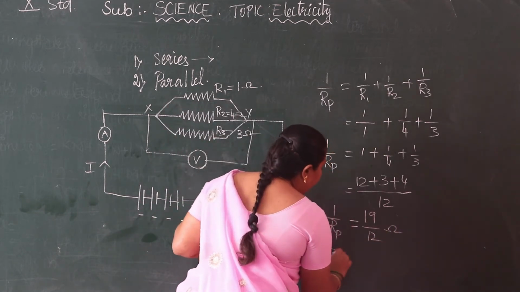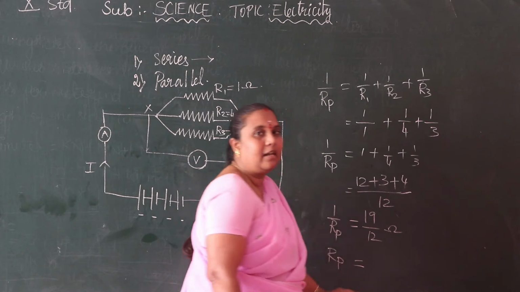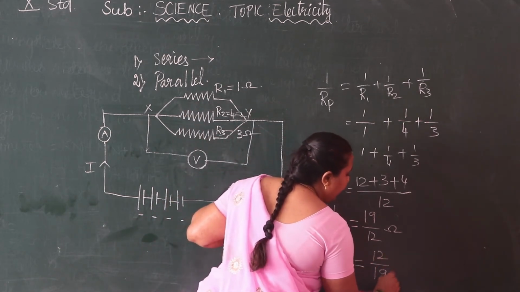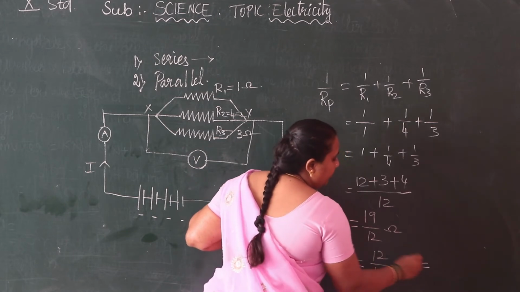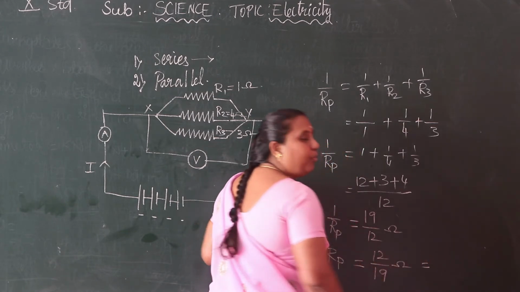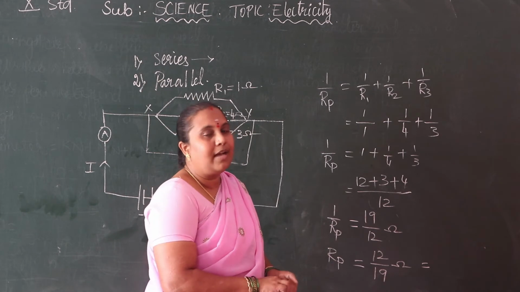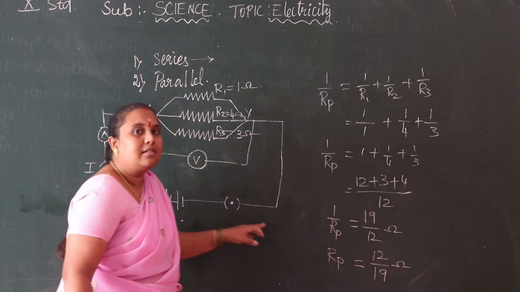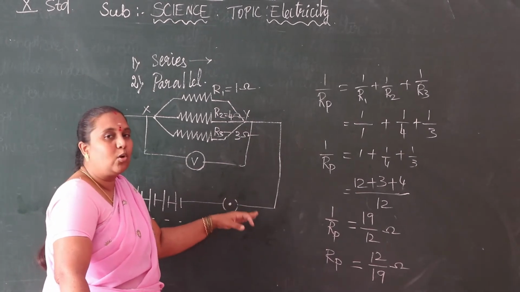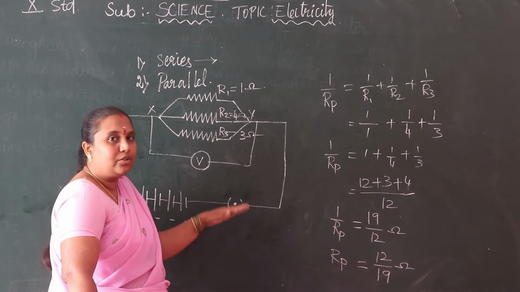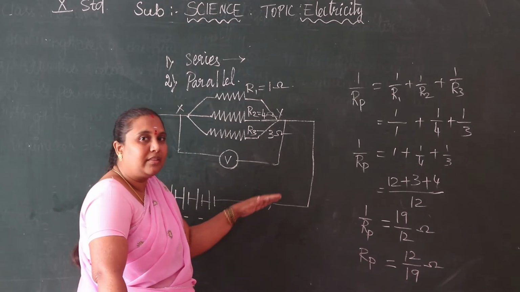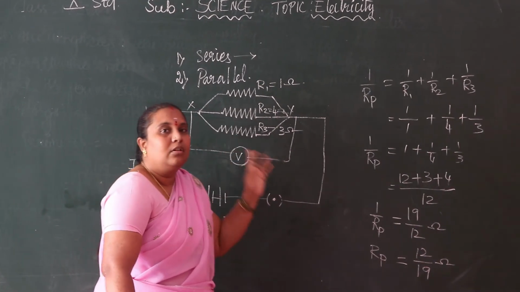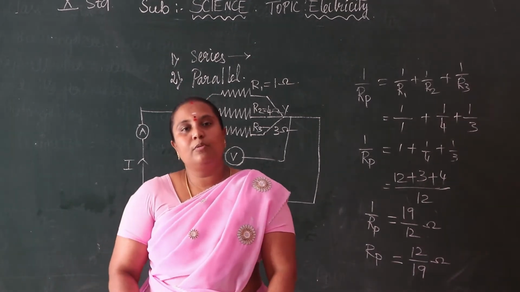So Rp, the resistance in parallel, what is the value we should take? 12 by 19 ohm. This we can write in points, or otherwise we can leave as it is also. So this is the way of finding the total resistance when we connect resistors in the series method or in a parallel method. These are the two ways to connect them.